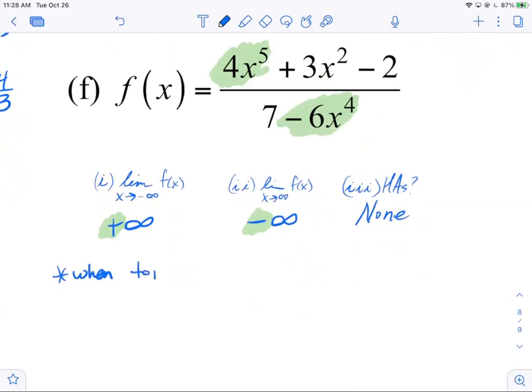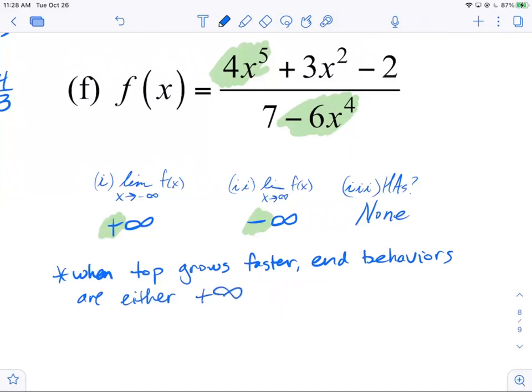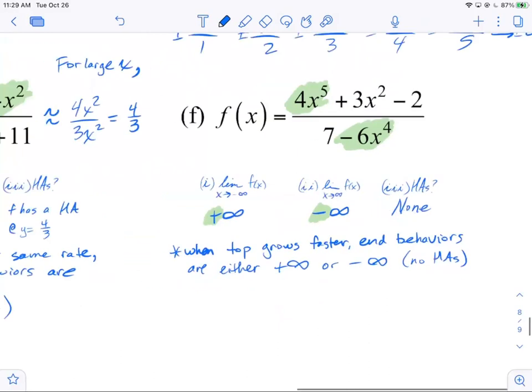So here's the summary on that one then. When the top grows faster, comma, the end behaviors are either positive infinity or negative infinity, and there's no horizontal asymptotes because neither one of those are finite. And of course, you get the sign by plugging in. So those are the three cases.